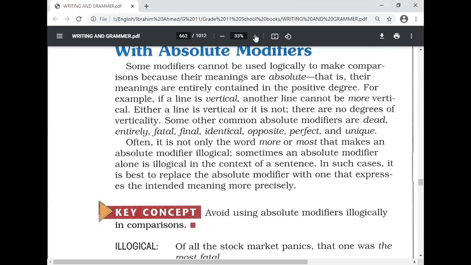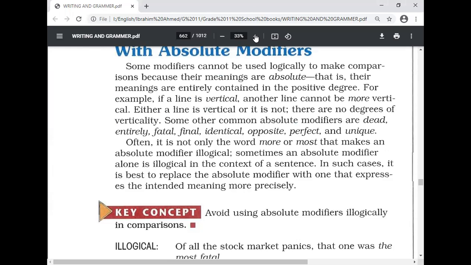Some other common absolute modifiers are dead. Somebody is dead. I can't say another body is deader or the deadest one. Entirely, which means completely. Fatal, final, what's after final? Nothing. Identical, opposite, what's after opposite? More opposite? Perfect means 100%. And unique is like no other. So these are absolute modifiers. They cannot be used in comparison.